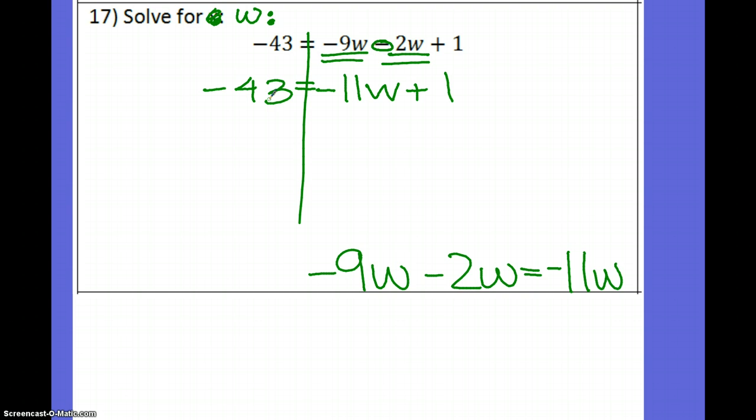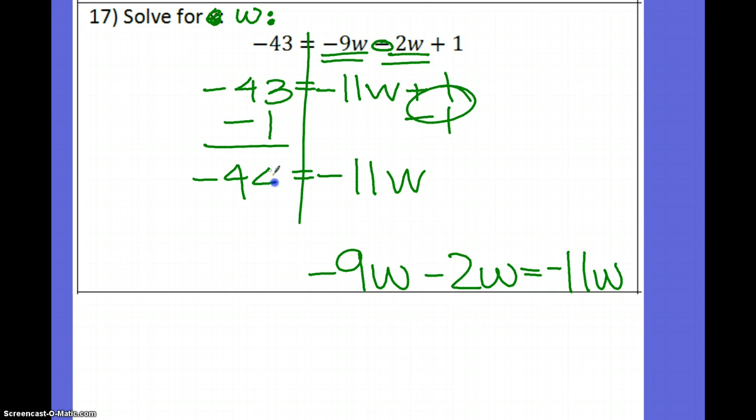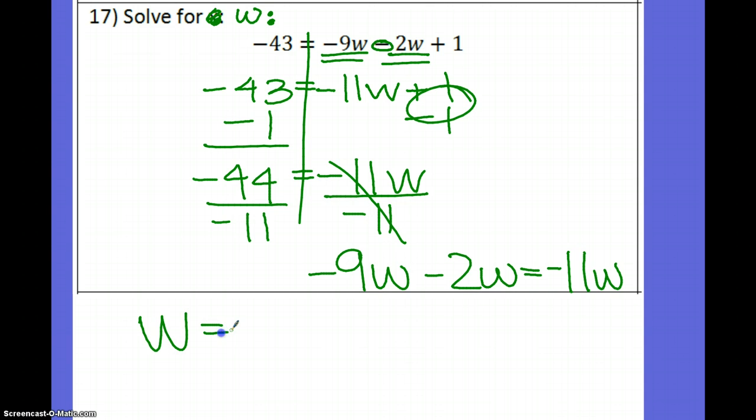Now the w wants to be alone, so we need to get rid of negative 11 and the 1. To get 0, we subtract 1 first. So negative 11w is equal to negative 44. And the last step, the negative 11 next to w is times, so we're going to divide by negative 11 on both sides. So w, negative 44 over negative 11 is just a positive 4. Answer.